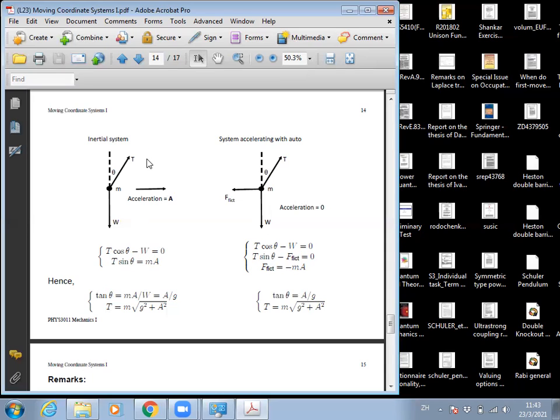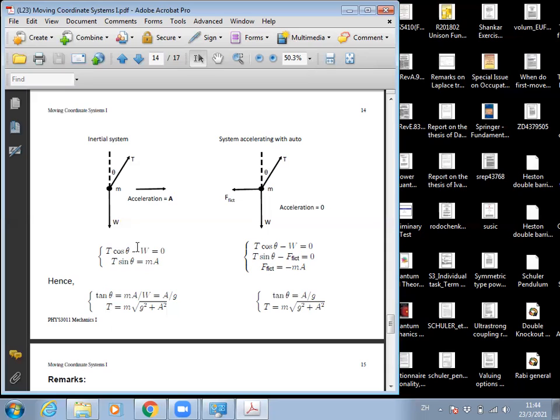How about the vertical component? We know that there is no motion in the vertical direction. So on the right-hand side, we have 0. On the left-hand side, the net force is equal to tension times cosine theta minus the weight, all right? Then we try to combine these two equations and solve for theta as well as the tension, all right?